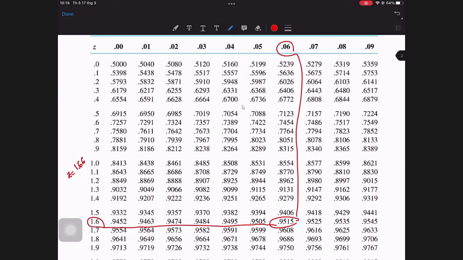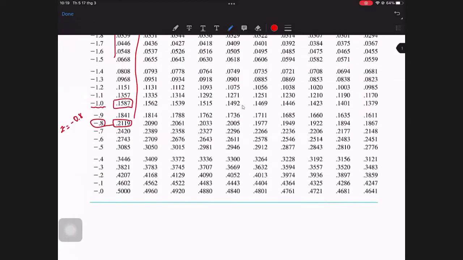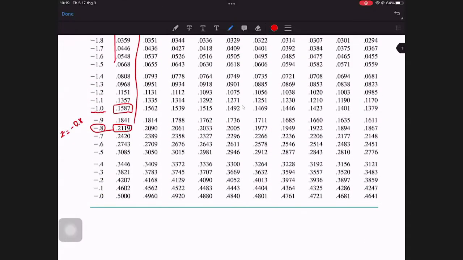And similarly, for the last case, when you have 0.3085, we can just find this value here, 0.3085. So we can just have Z equal to minus 0.5. So this is how you find the Z value given our table. Any questions for these two exercises?